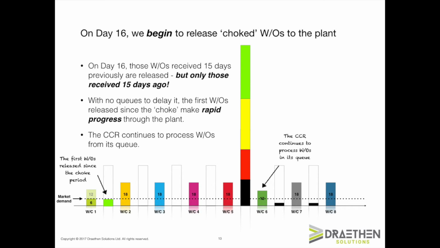Why is this possible? Well, by now I'm sure you know the answer. There is no queue in front of the work center. No queue means no delays waiting for other work orders. So Work Center 2 processes the work order immediately.